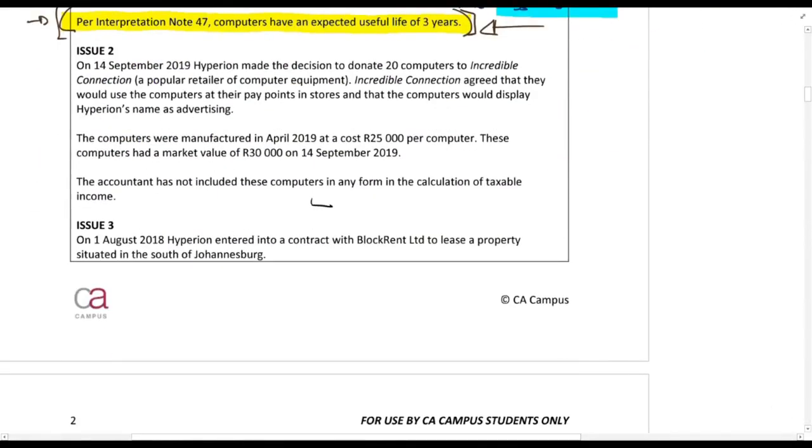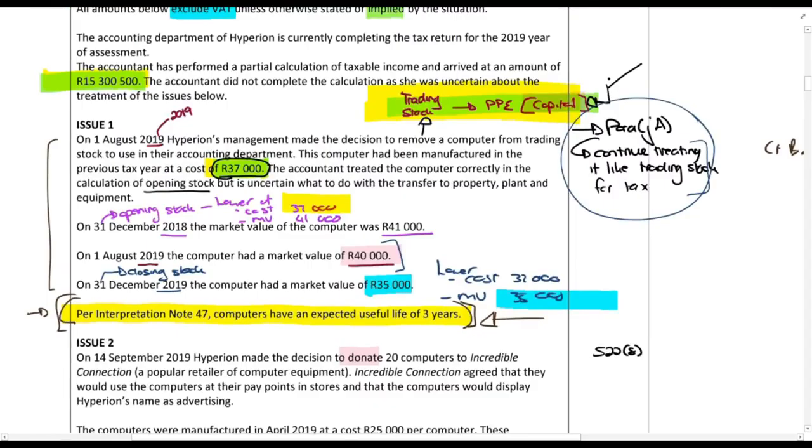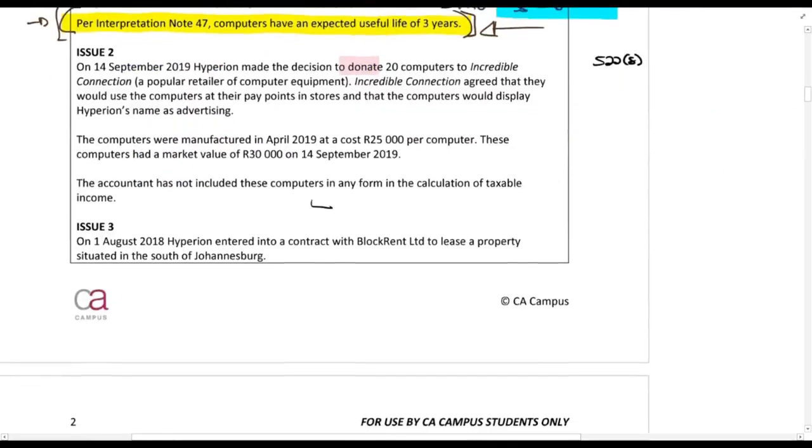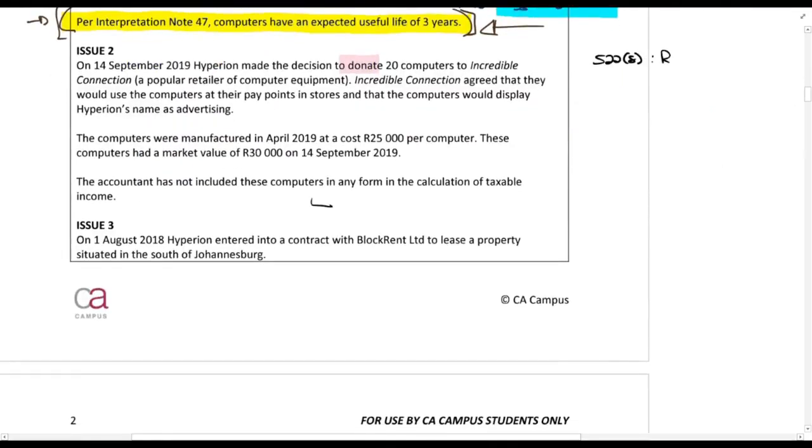Issue 2. On the 14th of September 2019, Hyperion made a decision to donate 20 computers to Incredible Connection, a popular retailer of computer equipment. Remember, when you take assets out of trading stock, section 22(8) applies. That's what applied in our earlier discussion about transferring from trading stock to PPE. Section 22(8) always says if you remove it from trading stock, you must recoup the market value, except, exceptions guys, if it's private use by a sole proprietor.